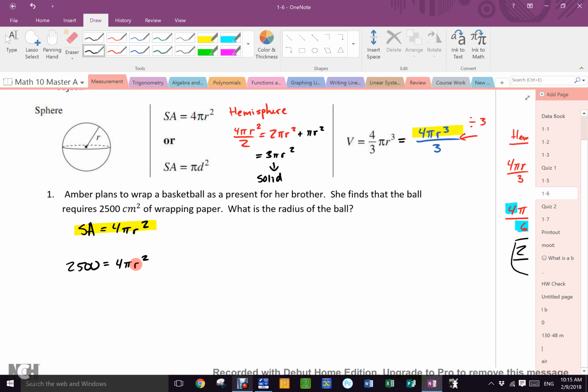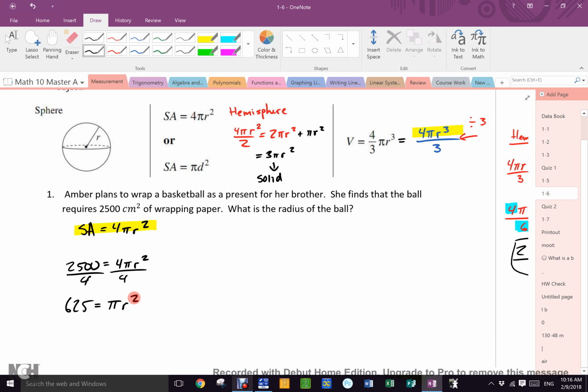So Aiden says he wants to get rid of that 4. Now I gave you the reminder, when you do algebra, if you see math, what math do you do? The opposite of what you see. What math is happening with that 4? It is multiplying by pi and r, yes? What is the opposite of multiply? So if I divide both sides by 4, I'm going to get an answer. I'm going to get 625 equals pi r squared. Is everybody okay to there, algebraically speaking?